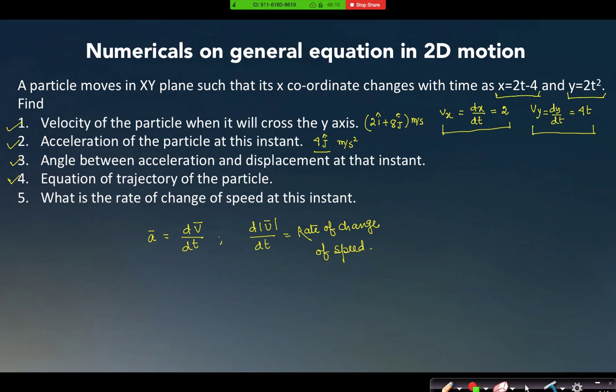How do I find the rate of change of speed? Look, if I have to find d by dt of mod v, can you give me one expression where mod v is used as a function of some other things? Then I can differentiate this expression and I can find d by dt of mod v. We know this expression, I am very much sure you all know. But can you tell me any mathematical expression that involves modulus of v or the speed? Yes? Mod v square equal to vx square plus vy square.